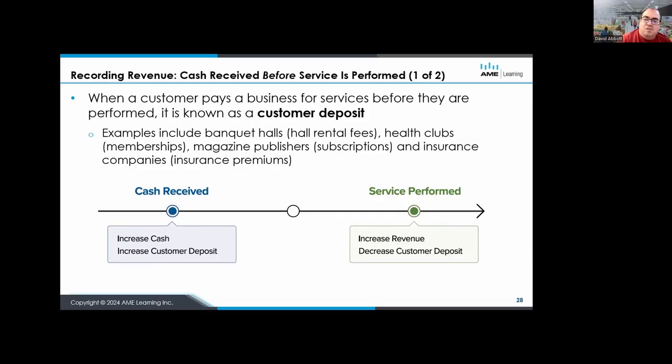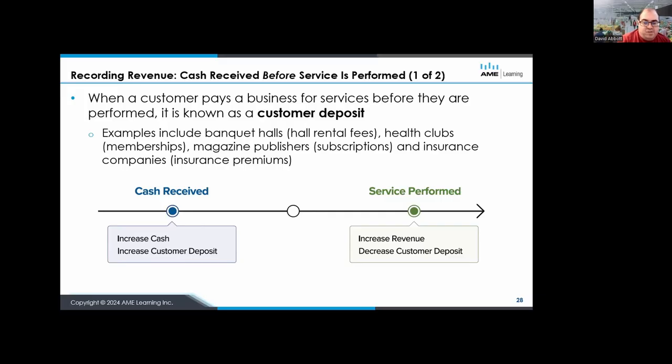When a customer pays a business for services before they are performed, it is known as a customer deposit. Examples of this might be a banquet hall. If you're renting the hall out for a wedding or an event, you have to put down a deposit before your event. Health club memberships, sometimes you have to pay in advance of going. Magazine subscriptions, where you pay for 6 months or a year in advance. Insurance premiums, another one where sometimes you'll pay for 6 months or a year all at once. So those are examples of this.